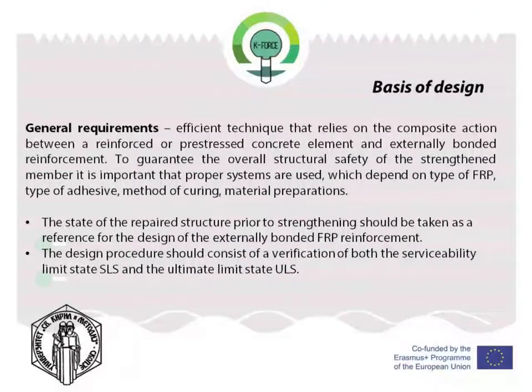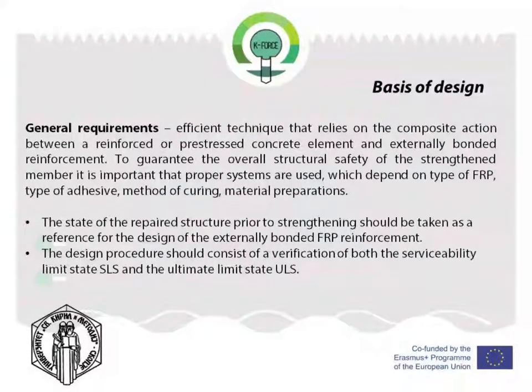Externally bonded FRP reinforcement is an efficient technique that relies on the composite action between a reinforced concrete element and externally bonded reinforcement. To guarantee the overall structural safety of the strengthened member, it is important that proper systems are used, which depend on type of FRP, type of adhesive, method of curing, and material preparation.